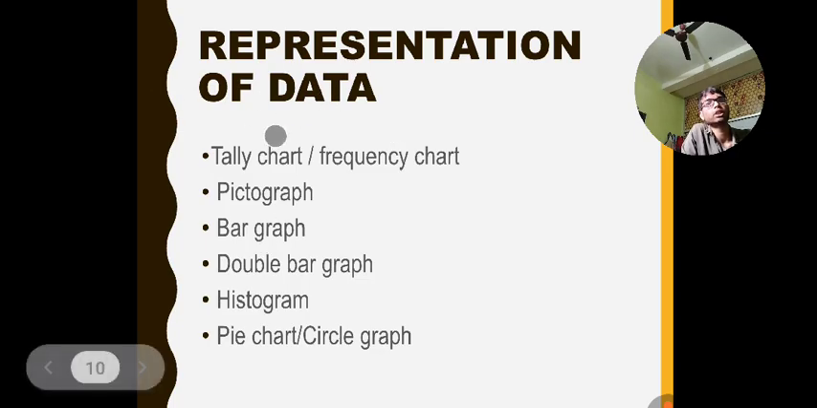We have representation of data. By a tally chart you can represent data. By a frequency chart you can represent data. By a pictograph, by a bar graph, by a double bar graph, by a histogram, by a pie chart. These are options. By a bar graph you can represent any data. We will visualize it, don't worry.